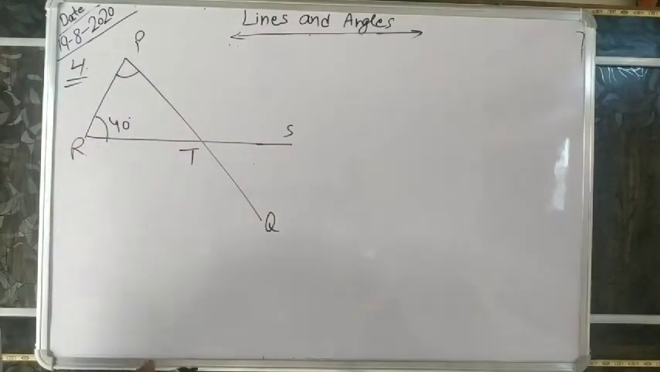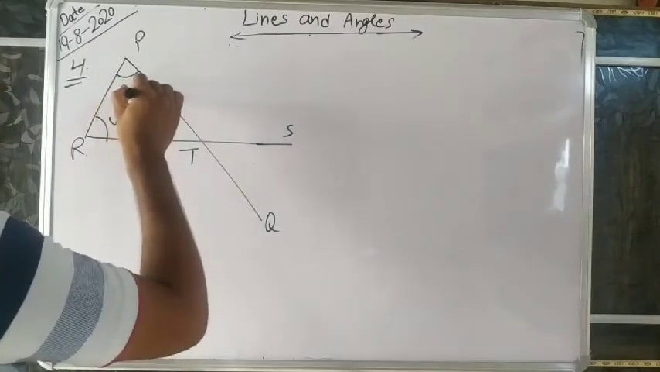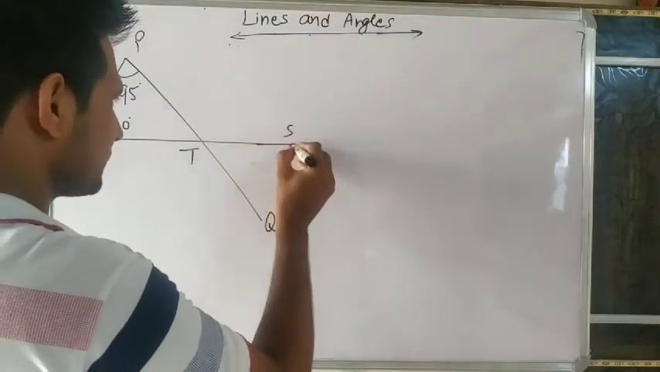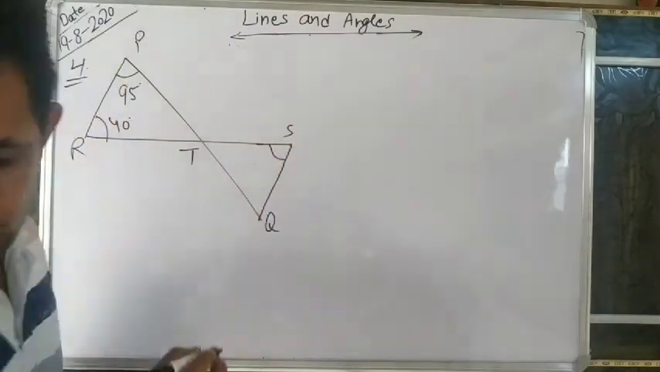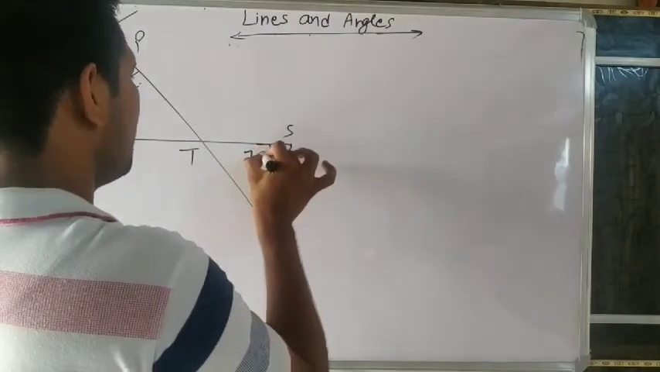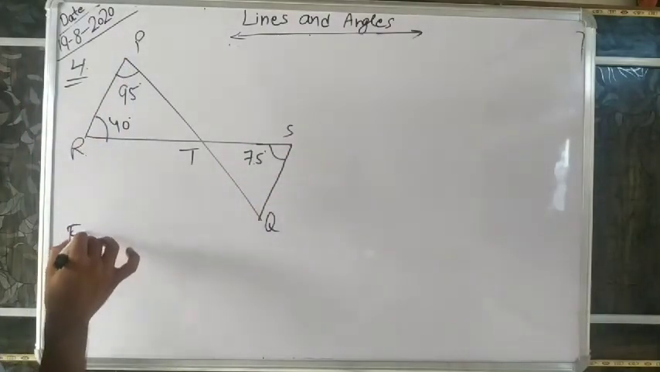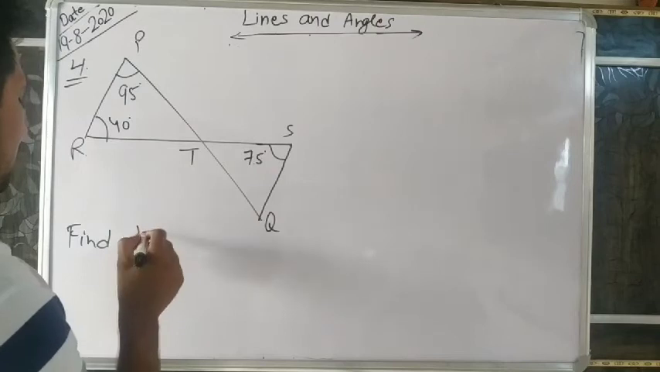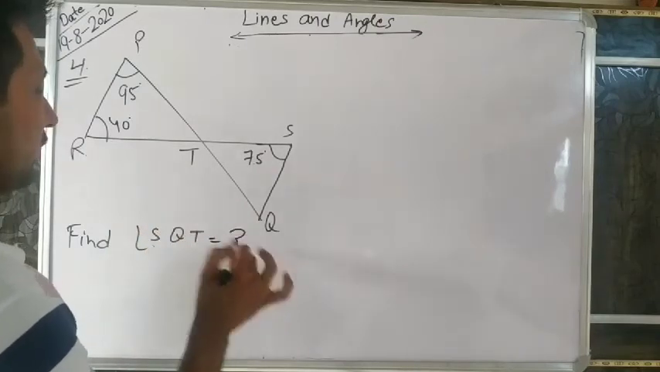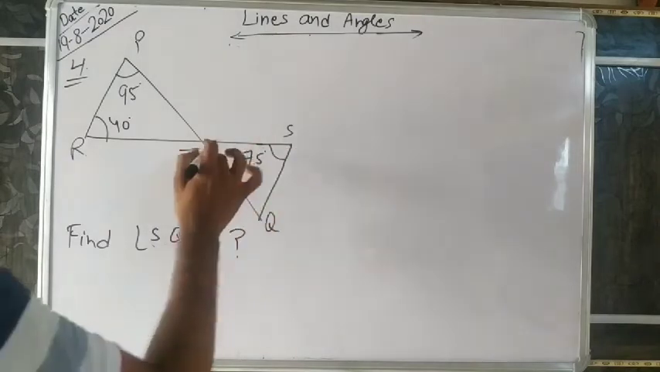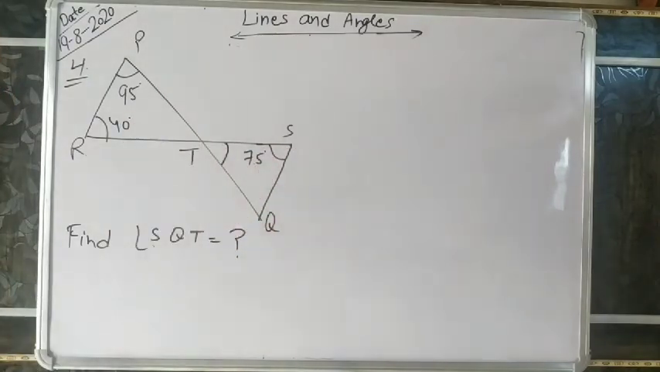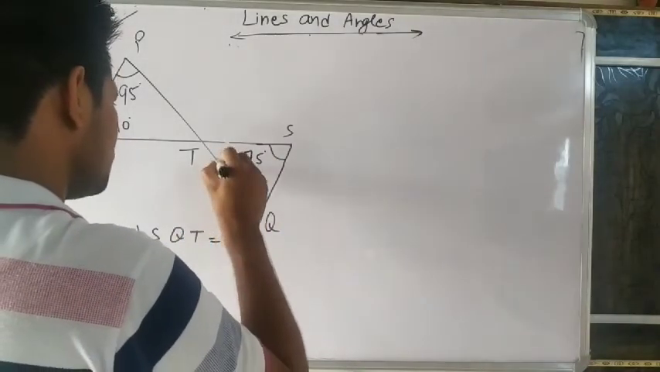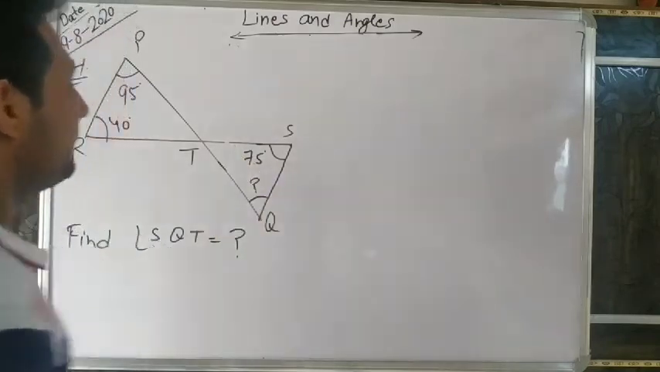It is 95 degrees. Very good. Next is TSQ. TSQ is 75. Very easy question. I think everyone can solve it yourself. Find angle SQT. We want to find SQT. We want to find this angle, not this one, this one. So tell me, how can you find it?